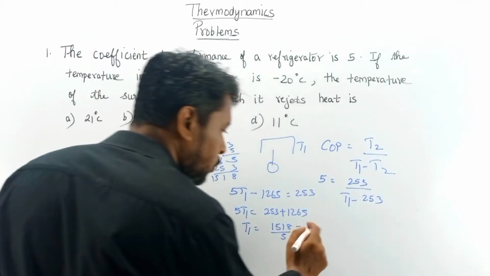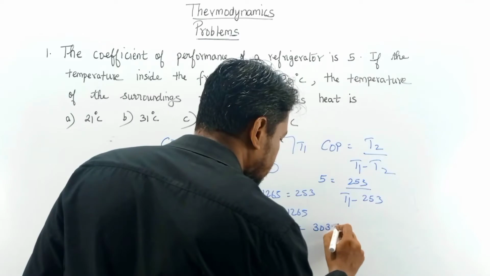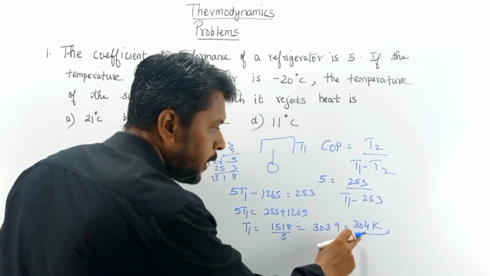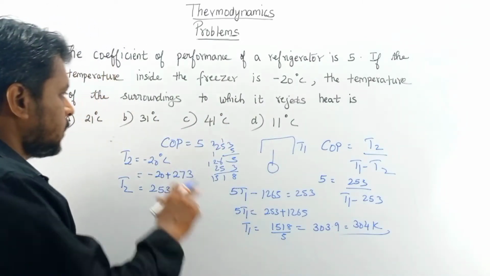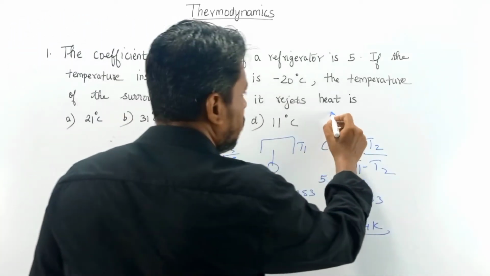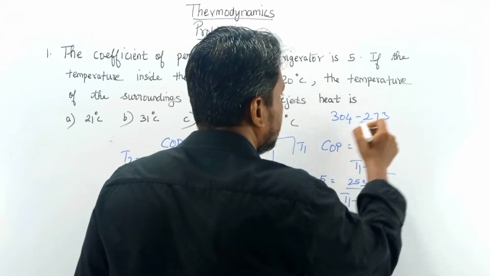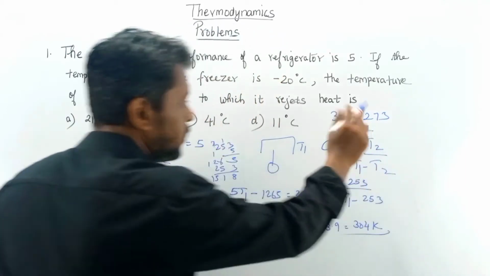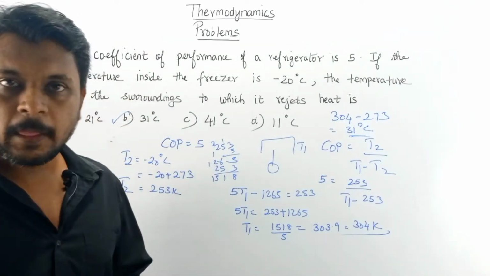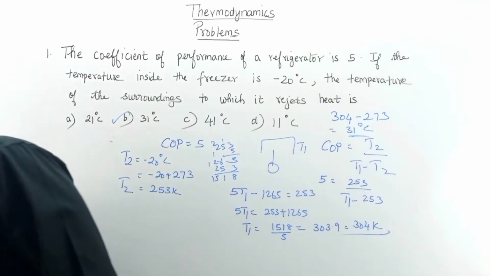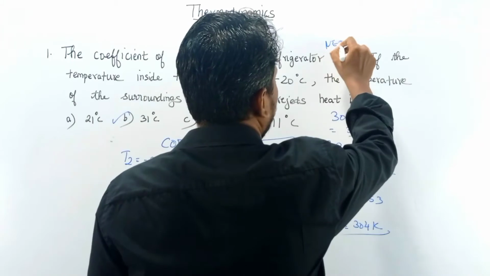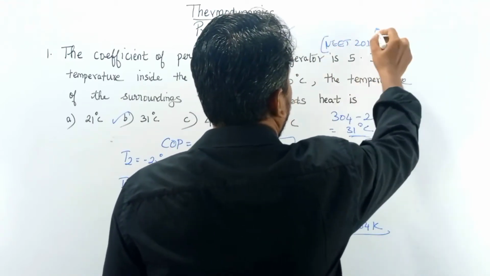When you do this calculation, you'll be getting approximately 303.9, which is equal to 304 Kelvin. So the value of the temperature we have got is 304 Kelvin, but the answers are given in degrees Celsius. We have to convert this value into degrees Celsius. So you have to subtract 273, we'll be getting 31 degrees Celsius. So option B is the right answer. It has been asked in NEET 2015.